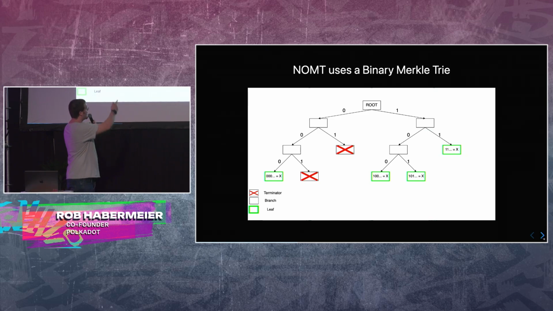The way that you look up something in this tree is like, let's say I wanted to look up a key like 1001. First I'd go right, that's 1. The next one is 0, so I go left.